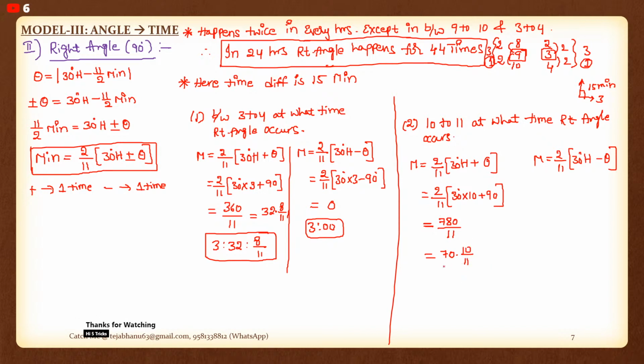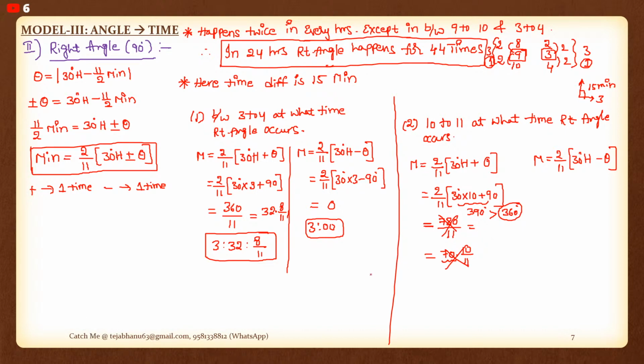If you observe this, we got 70 minutes. But according to our clock, only 60 minutes is possible. So this calculation is wrong. Sir, why is this calculation wrong? Have a look at it. Here, if you observe the angle, it is 390. We know that the maximum angle is only 360. See, 390 is greater than 360.